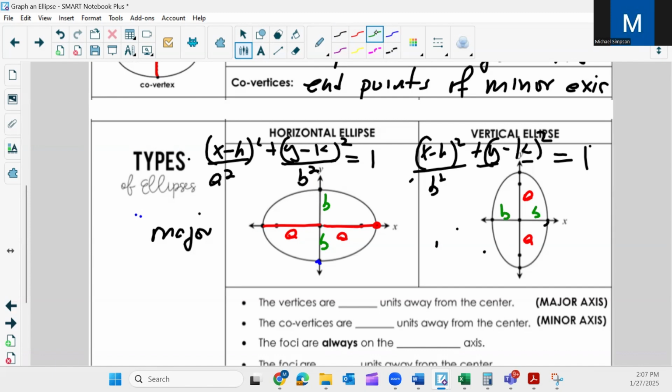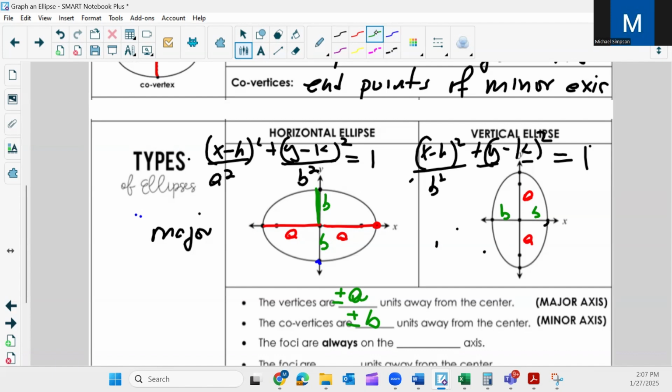So for the vertices, they are plus and minus a units away from the center, a right here. The co-vertices are plus and minus b units away from the center. So b units away from the center for the co-vertices. Good.